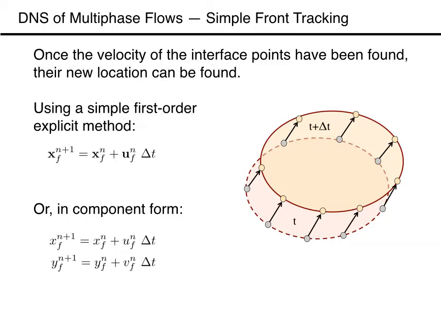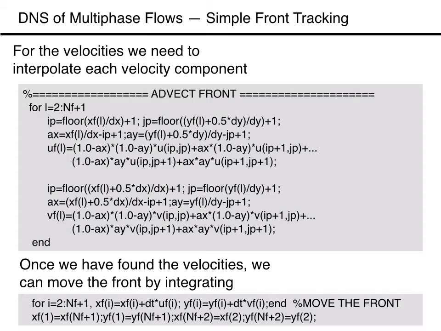Notice that we generally move the points with the full velocity interpolated from the grids. Strictly speaking, we only need the normal velocity since the tangent component only slides the point along the interface without changing its location or shape. The code to move the interface points consists of two parts.